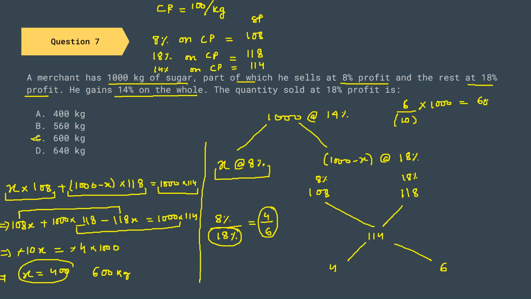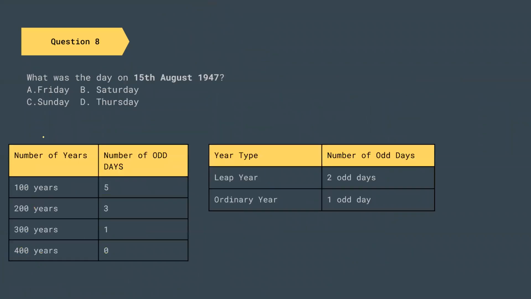That gives us 600 kg. So this is another shortcut way of doing this. You can try both of these, but I would prefer to go with the solution that you actually understand. Do not memorize the solution, or else you won't be able to replicate the answer in the final examination.